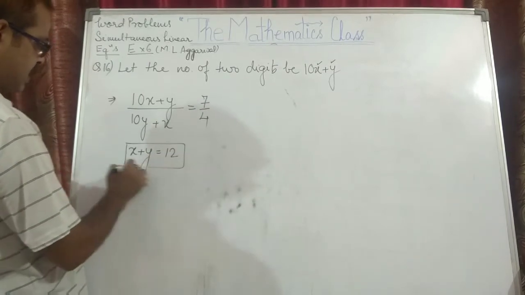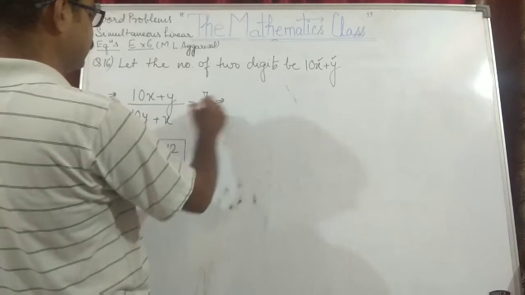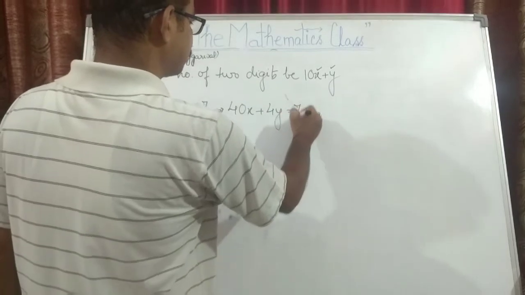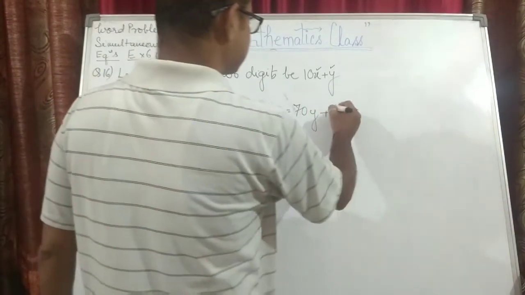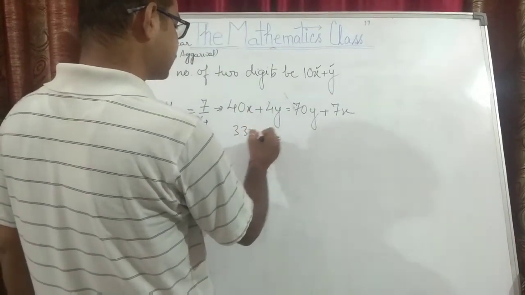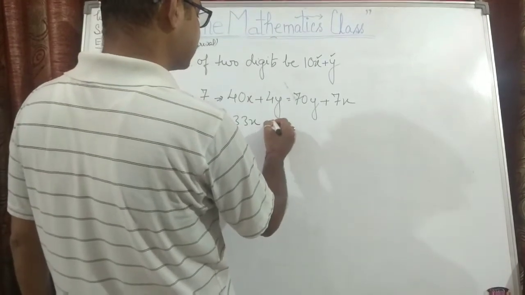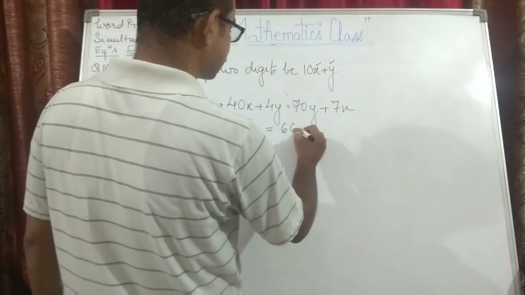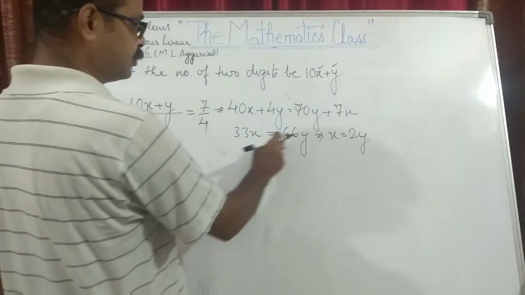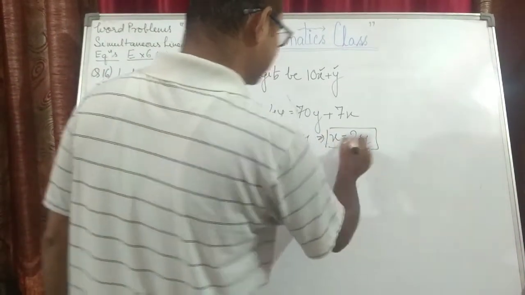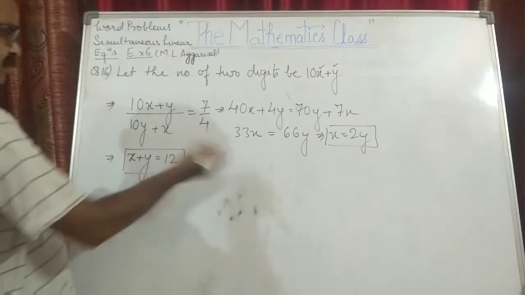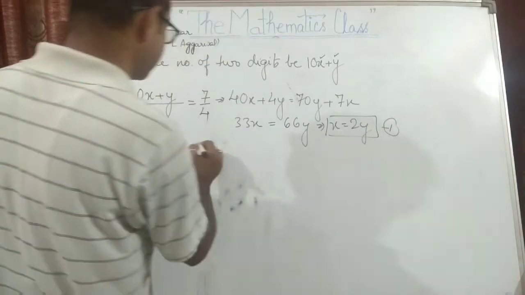This is one equation, and from this you can solve. This will be 40x plus 4y is equal to 70y plus 7x. 40 minus 7 will be 33x, and 4y goes to that side, so 66y. This implies that x is equal to 2y, when you divide by 33. So you got the value of x as 2y. Just substitute the value of x as 2y in the second equation. You got two equations. This was equation number 1, this is equation number 2.